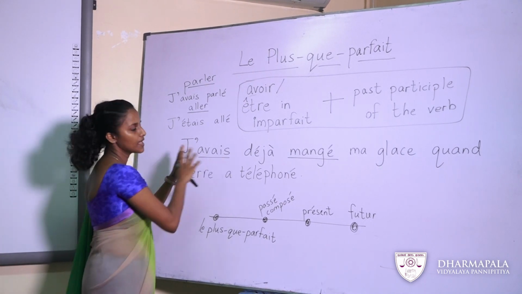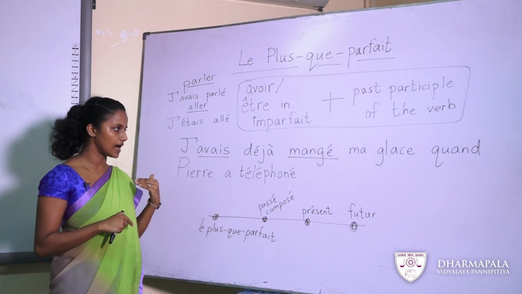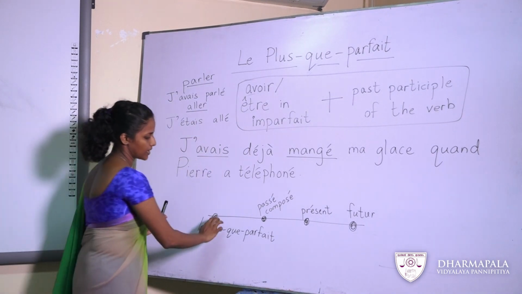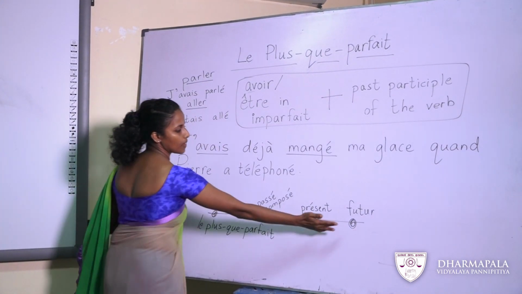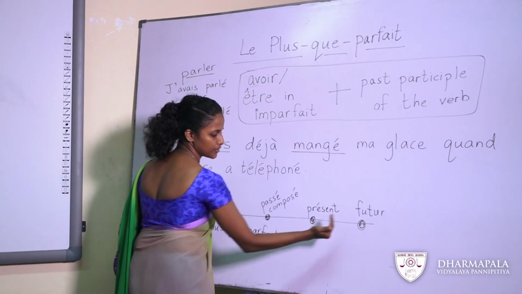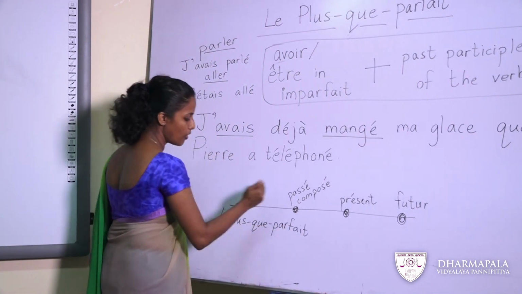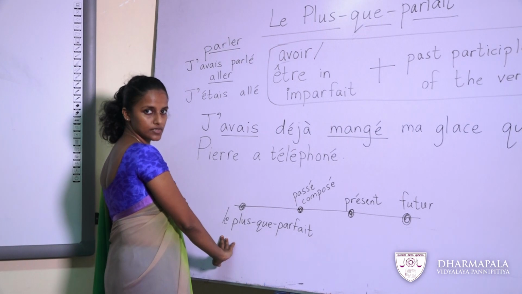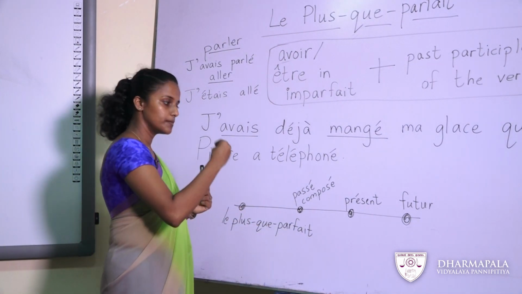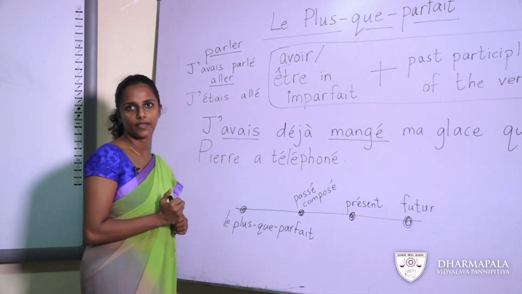So now if there are two actions in the past, the action which finished first in the past, we use le plus-que-parfait. For example, you can see this line. Here you have futur, after présent you have futur. Before présent you have passé composé, and before passé composé you have le plus-que-parfait. So the action which is finished before the past action is called le plus-que-parfait.